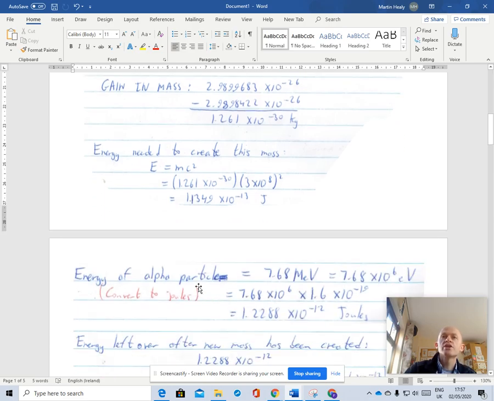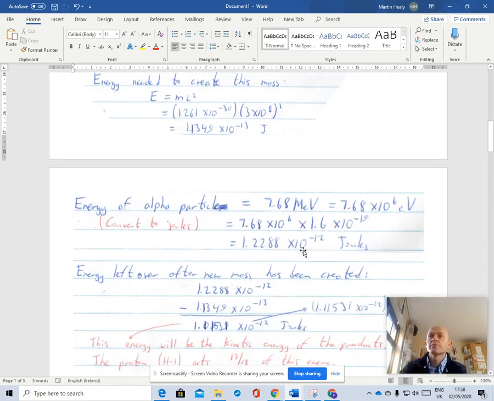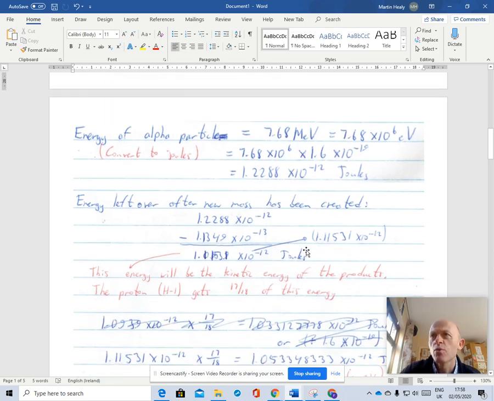Now, what was the initial energy of the alpha particle? Well, we're going to convert this to joules. 7.68 by 10 to the 6 is 7.68 mega electron volts. So you multiply that by 1.6 by 10 to the minus 19, and that's the energy of the incoming alpha particle. Now we take away the gain in mass, and we're left with, if you can read my bad writing, 1.11531 by 10 to the minus 12. So this is the energy that would be given over to the products.